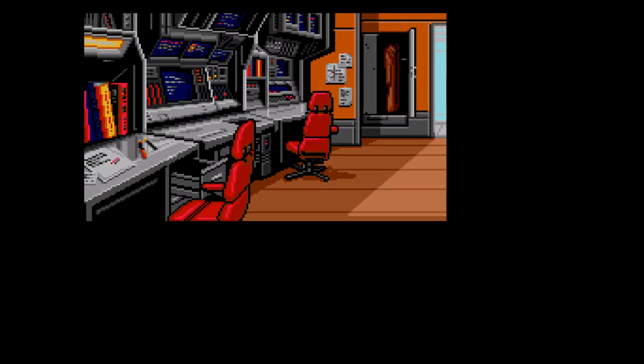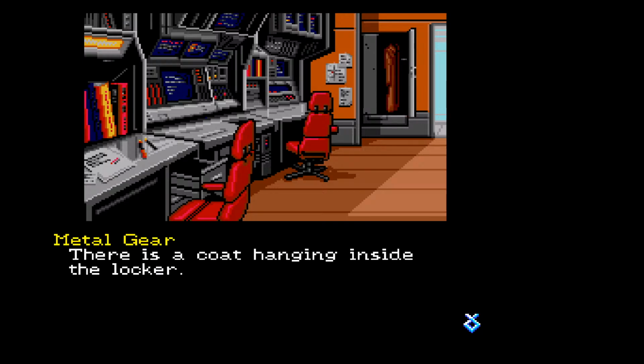Alright, let's investigate the locker. There is a coat hanging inside the locker.